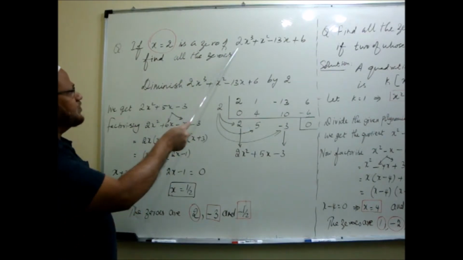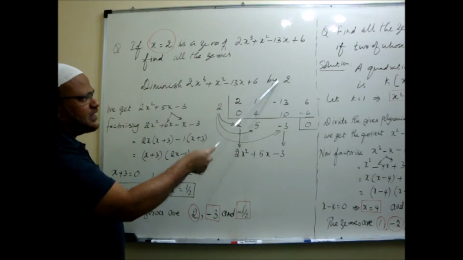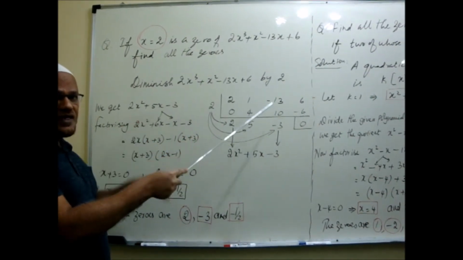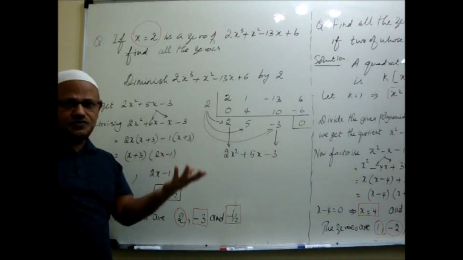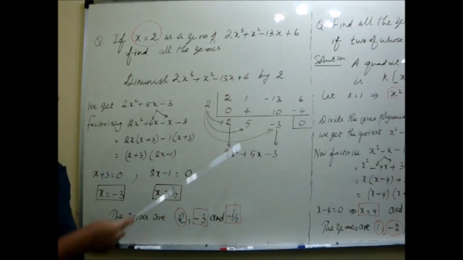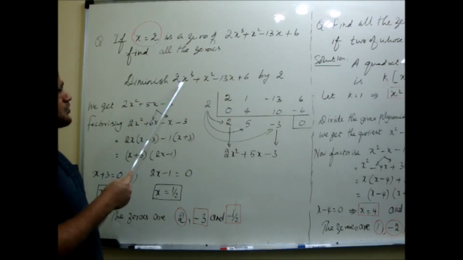So as we did earlier in the previous question, what do you do? You diminish the given cubic polynomial by using the given zero, meaning reduce by 2. Actually you are dividing by x minus 2. You can use the long division method, but synthetic division is easier, which we have done before. How to diminish by 2?